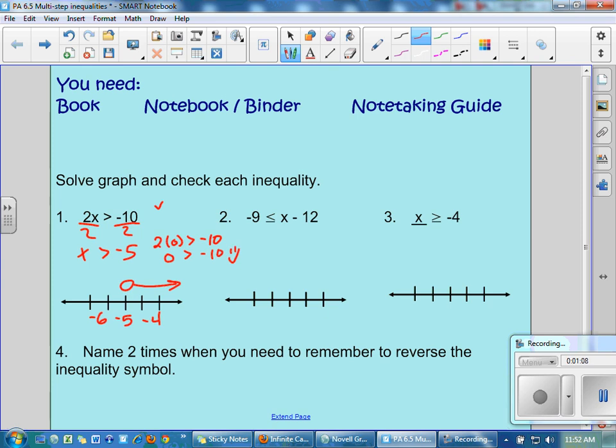All right, number 2. Solve it just like I'd normally solve it. Add 12. 3 is less than or equal to x. Do I want x on the right? No, I want x on the left. So if I move it to the left, I have to flip the sign. Good. X is greater than or equal to 3. 3 goes in the middle.